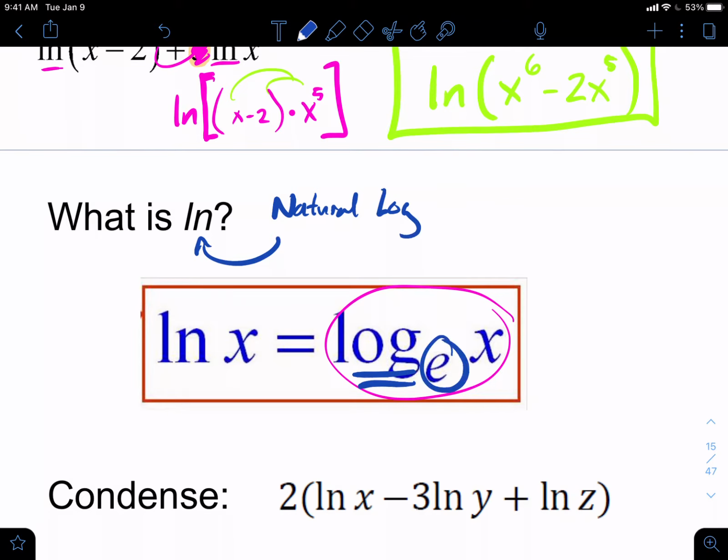So coming over here, here's how I would approach it. I would first start by distributing this 2 into everything. So I would get 2 ln of x minus 6 ln of y plus 2 ln of z.